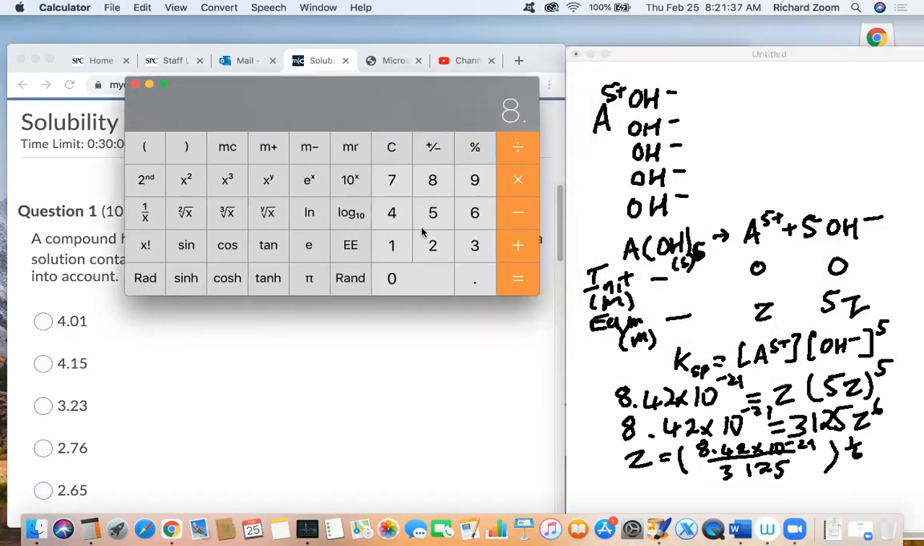Be 8.42 times 10 to the negative 21 divided by 3125 equals. Now that gives me the value there. Now I need to find the 6th root of that. On this calculator, I can use the y root of x, and you could probably do the same on yours. And the other one you can do is to the power of 1/6.